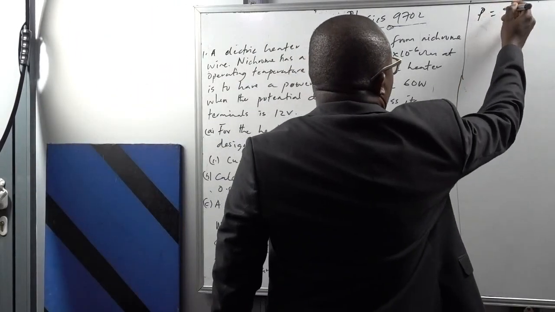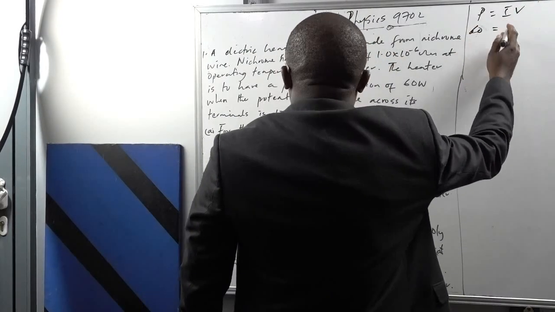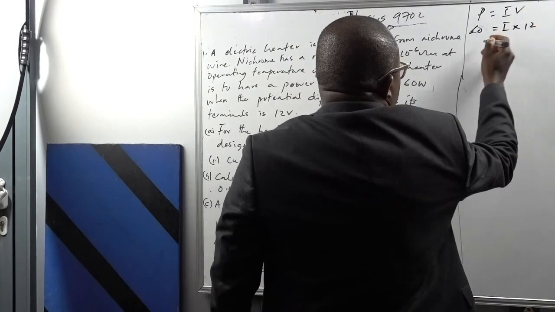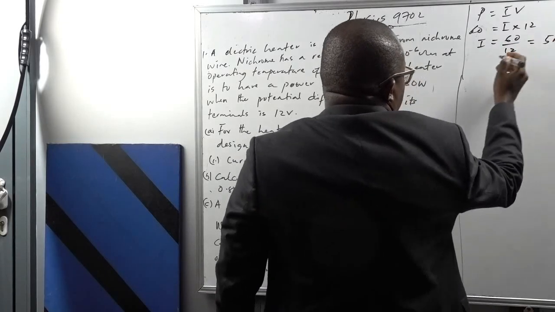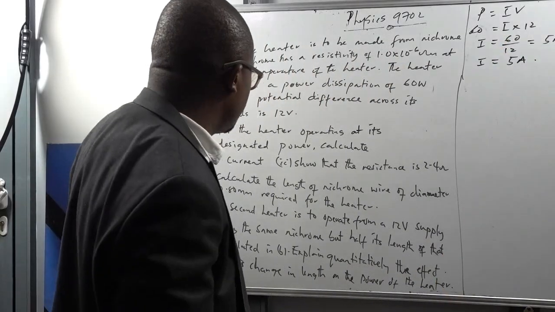Power is equal to what? IV. What is the power here? 60. Current, you don't know. Voltage is 12 volts. Therefore, current becomes 60 over 12. This will give you what? 5 amperes. The current is 5 amperes. That takes care of that.